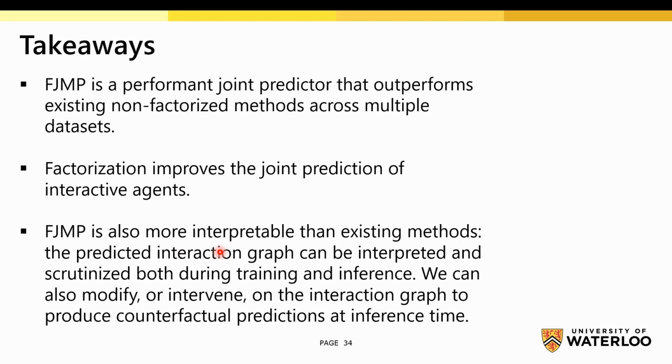Another benefit is that since the decoder conditions on the interaction graph, at inference time, we can modify or intervene on the interaction graph to produce counterfactual predictions. So for example, we could say, well, what if this edge was removed? Or what if this edge label was flipped? And then we can see the downstream predictions and what FJMP would produce as a result of that.